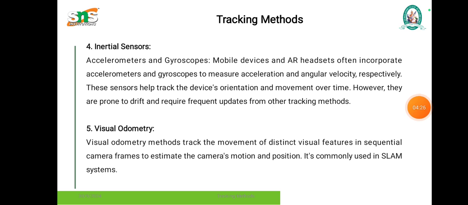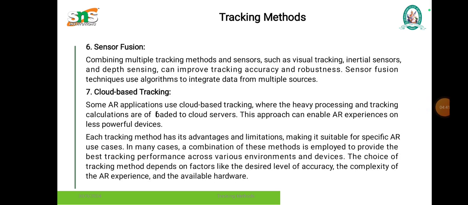And the next type is visual odometry. Visual odometry methods track the movements of distinct visual features in sequential camera frames to estimate the camera's motion and position. It is commonly used in SLAM systems.